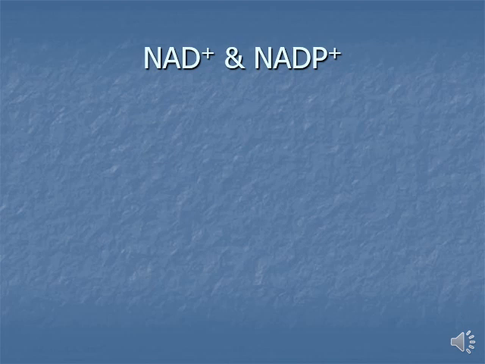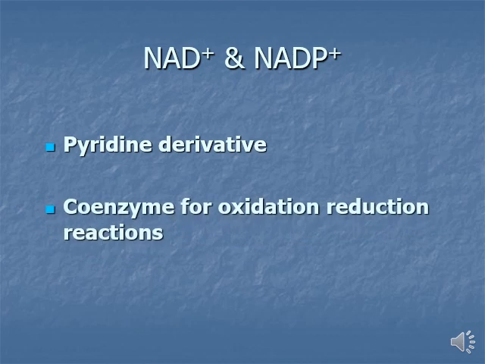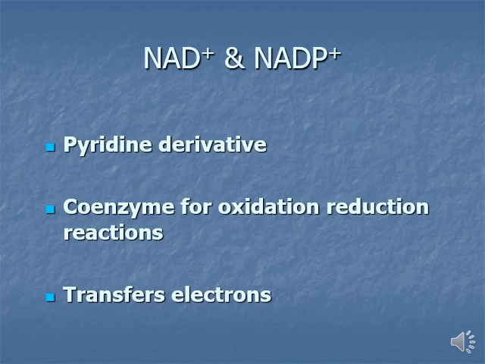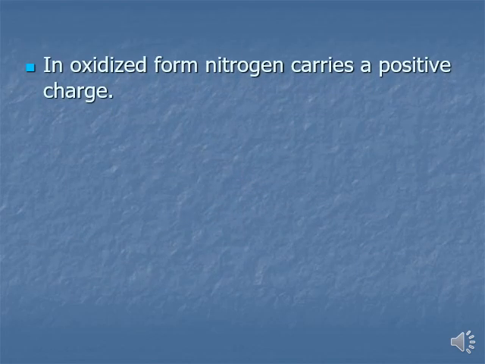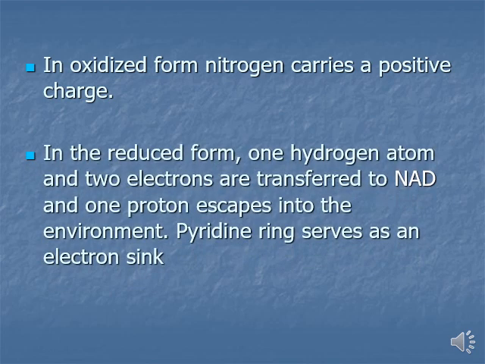NAD+ and NADP+. These are pyridine derivatives. These are coenzymes for oxidation reduction reactions and they transfer electrons. These are the structures of NAD+ and NADP+. In the oxidized form, nitrogen carries a positive charge, that is why there is a positive sign in NAD and NADP. In the reduced form, one hydrogen atom and two electrons are transferred to NAD and one proton escapes into the environment. The pyridine ring serves as an electron sink.